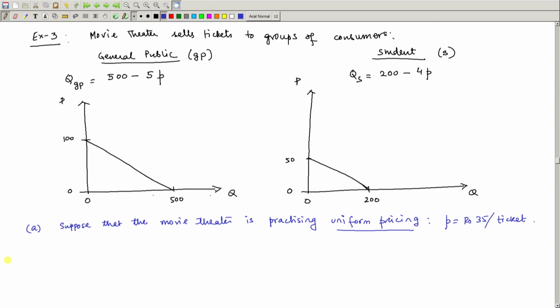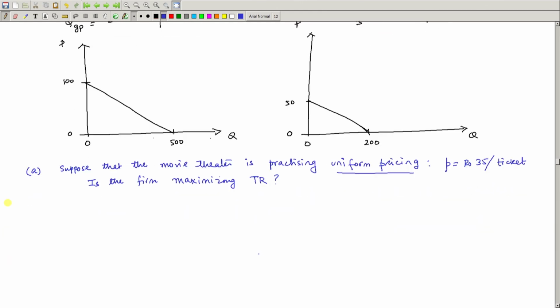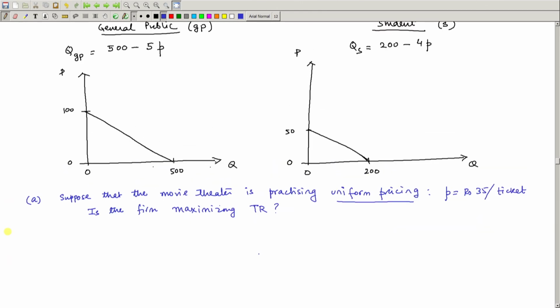Okay. So, the question that we are interested in answering is: is the theater, I am just going to call it the firm, the movie theater, maximizing total revenue? Now, notice we have learned how we can use price elasticity of demand to answer this issue of what its total revenue is going to be and whether the total revenue is at its highest point or not. So, let us for a moment compute the price elasticity of demand for each of these two groups. So, a price of 35, let me put it here.